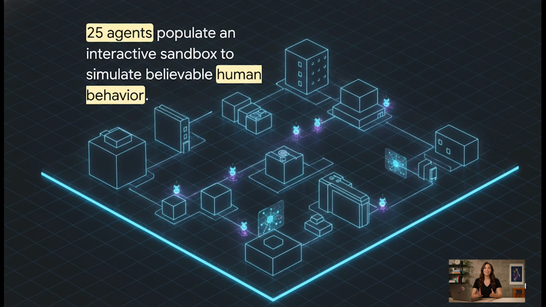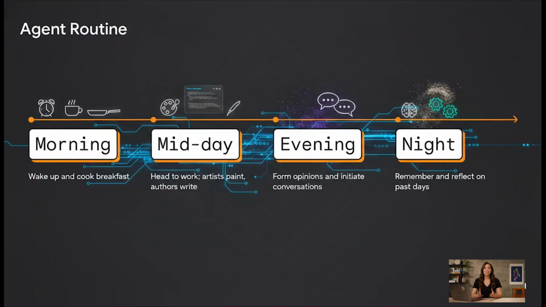And to be clear, these weren't standard video game NPCs reading from some hard-coded dialogue tree. These were independent agents powered by large language models, each equipped with the exact kind of architecture we were just talking about. And they weren't executing static scripts either. They followed full, dynamic daily routines.